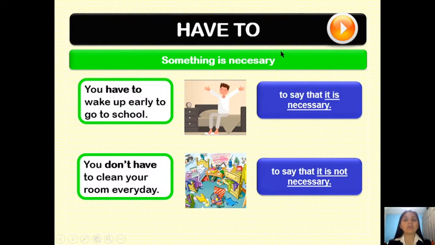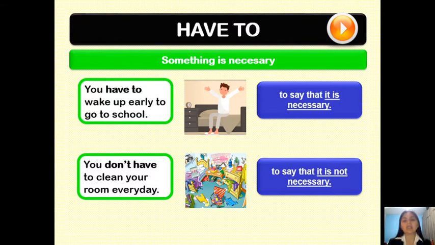Do you remember that we use have to when something is necessary, right? And you will find here the first example, the picture. I think that is a boy that is waking up. Let's see the example. You have to wake up early to go to school. Okay, what is the modal verb? The modal verb is have to. Why have to? Because it indicates that it's necessary.